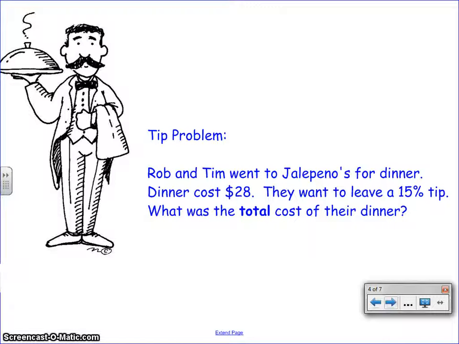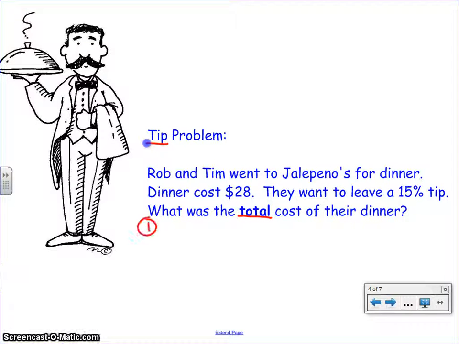Okay, now we have a tip problem. A tip problem, right? The service, the money you're going to give somebody for the service they give you. Rob and Tim went to Jalapenos for dinner. Dinner cost $28. They want to leave a 15% tip. What was the total cost of their dinner?